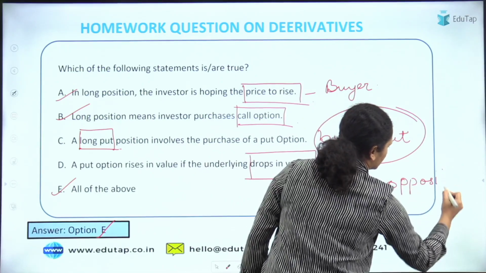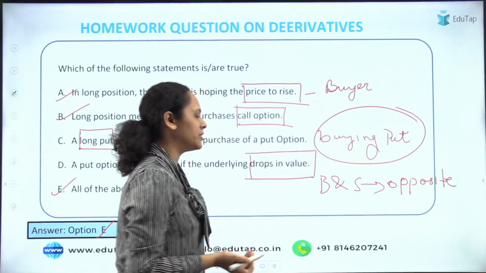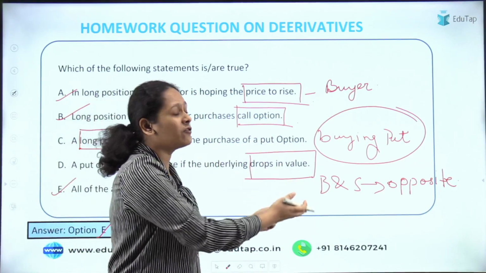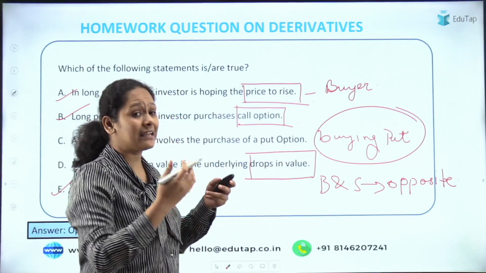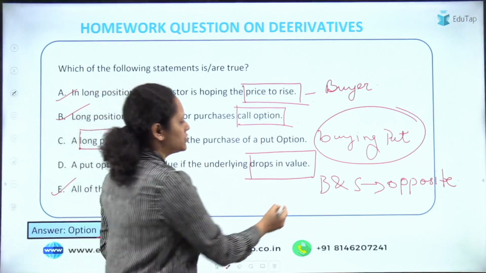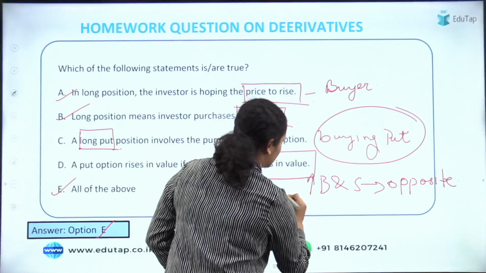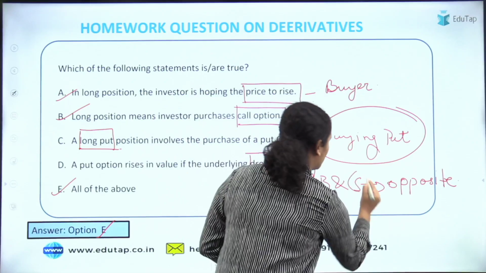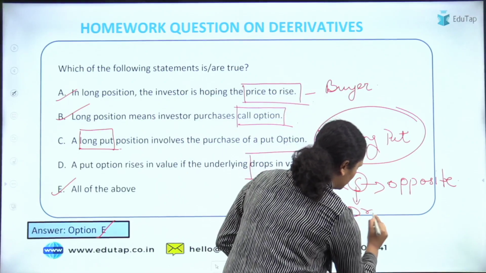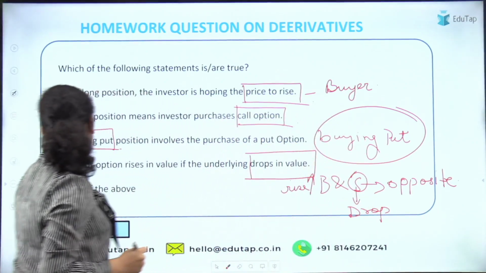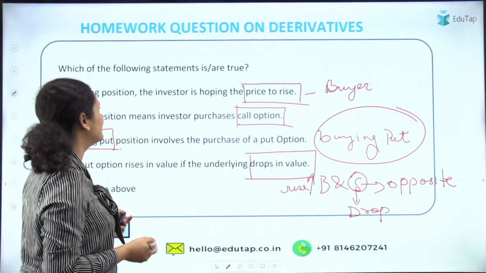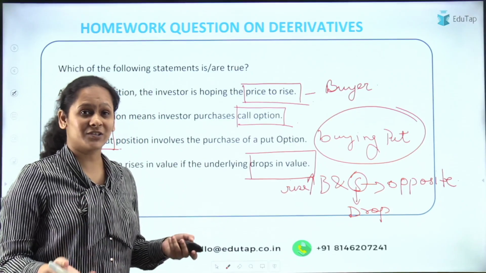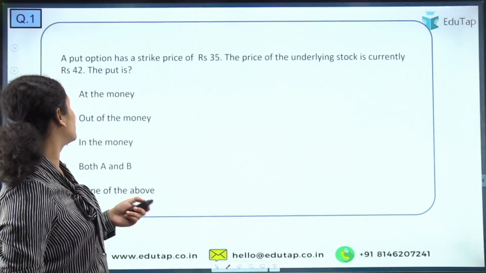Okay? So if one person thinks that the price will rise, then the other person comes into the derivative contract because he thinks there will be a drop in the price. So the buyer expects the price to rise and the seller expects the price of the underlying to drop. Okay? So the correct option to this question is answer E. Now I'll let you know the people who answered this right in tomorrow's session. Now let's begin today's session.